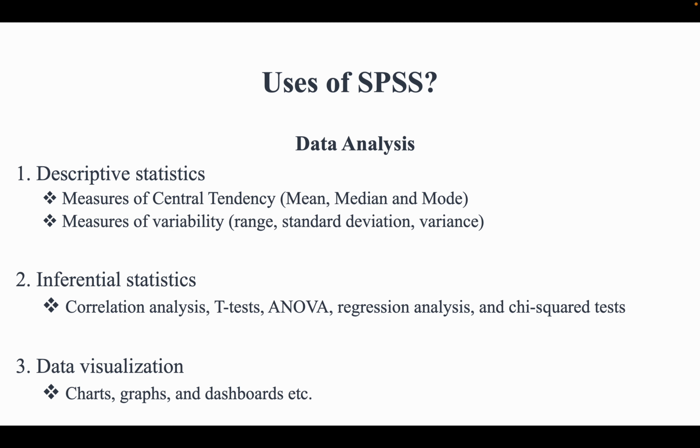Similar to measures of central tendency, it's very easy to analyze measures of variability or dispersion like range, standard deviation, and variance. Inferential statistics, as you all know, is all about making predictions or drawing conclusions about a population based on sample data. So for inferential statistics, it's very easy to perform correlation analysis, t-tests, ANOVA, analysis of variance, regression analysis, and chi-square tests in SPSS. Through a very simple procedure one can perform these.